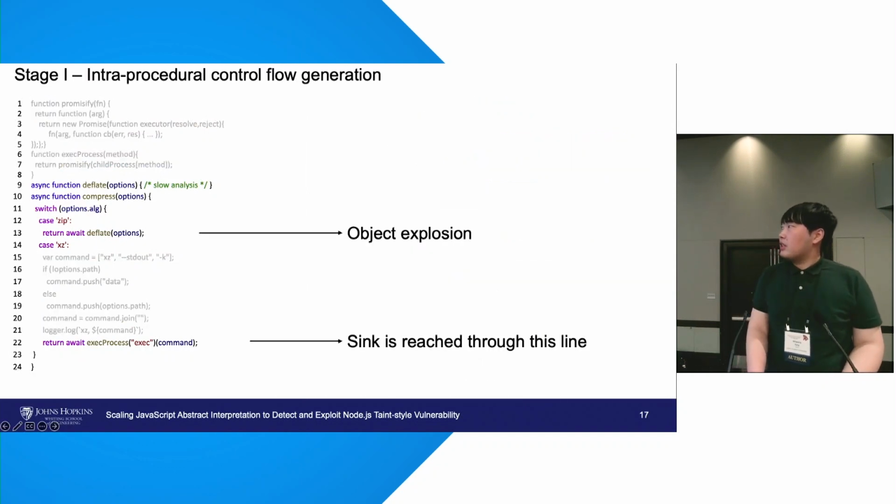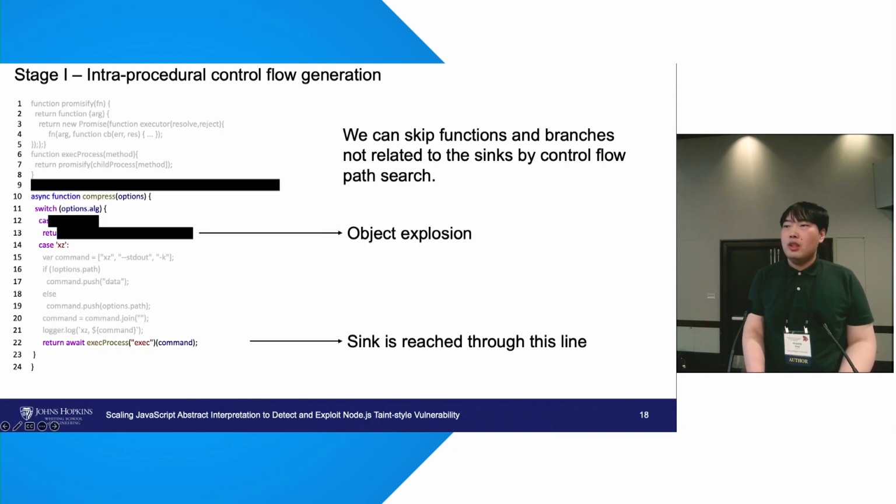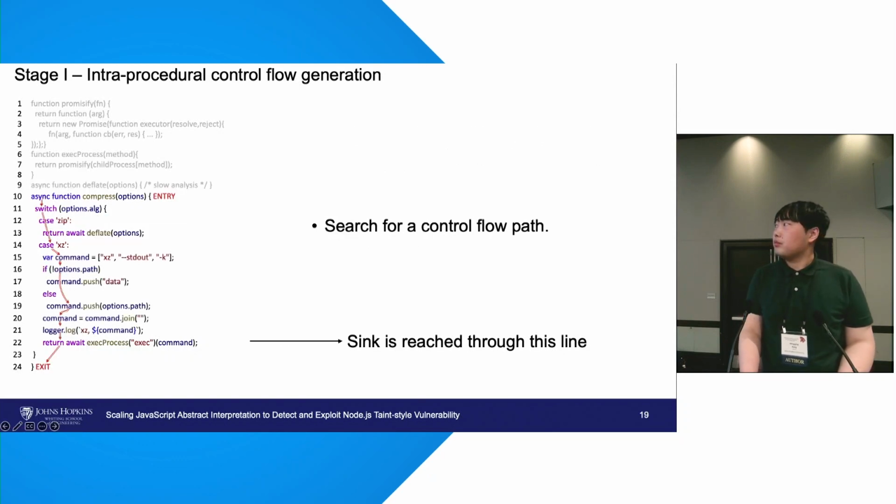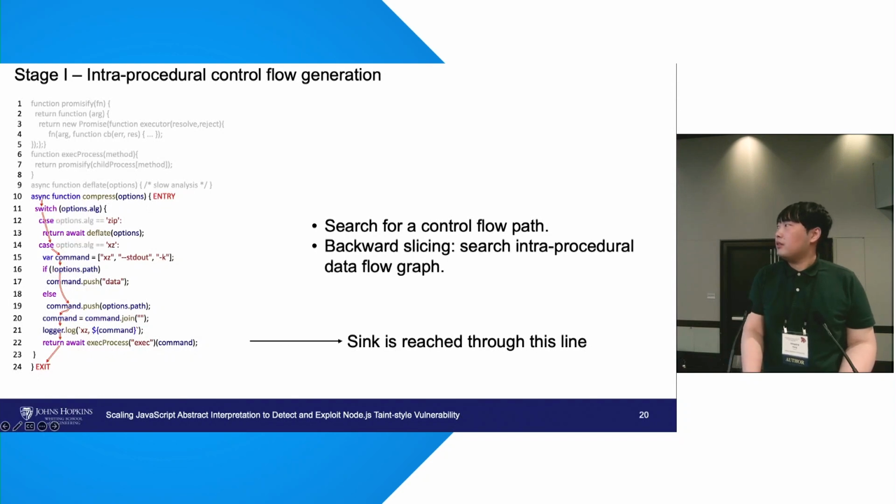Now we just look at the function compress. We know that the sink is reached through the second switch case. The first switch case, however, doesn't call the sink function, but leads to object explosion. We can skip those functions and branches that are not related to the sinks by a control flow path search. First, we search the function from the function's entry to this statement for a control flow path. Next, we use backward slicing by searching the intra-procedural data flow graph and get data flow path.